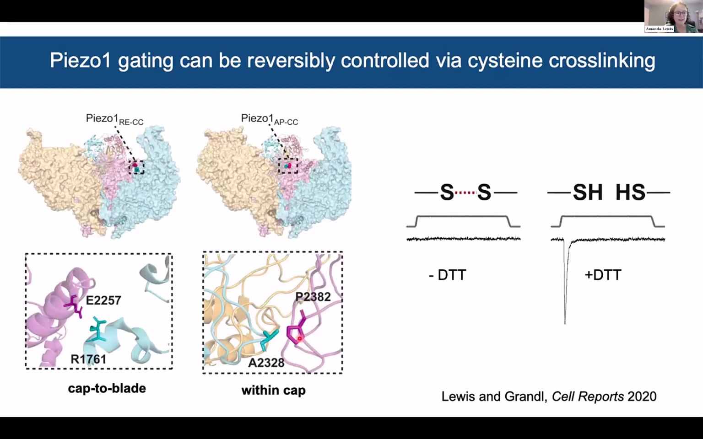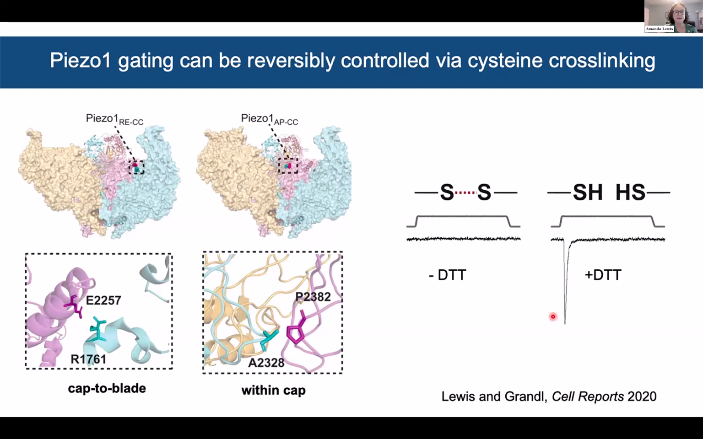And then the second links 2 residues within the cap that are known from simulations to move forward and apart during the gating cycle. And so in the absence of DTT, these residues are close enough to form disulfide bonds, and piezo does not respond to mechanical stimulus, so the channel is effectively locked shut. However, in the presence of DTT, the disulfide bond is reduced, and a mechanical stimulus again elicits a normal current.